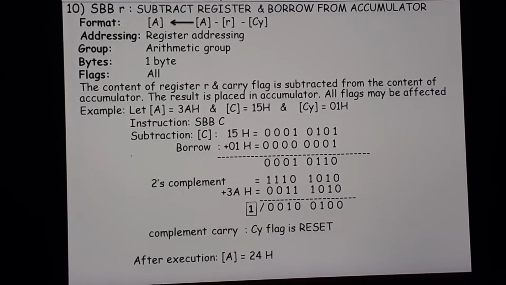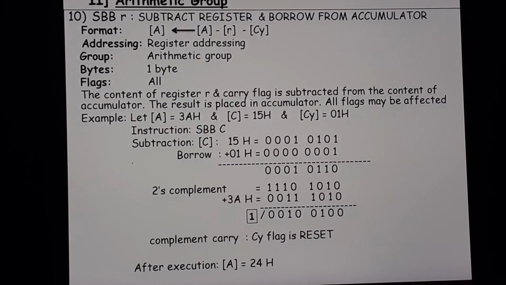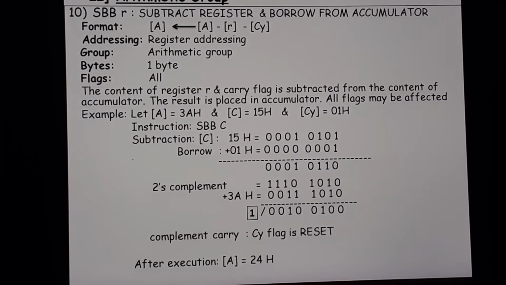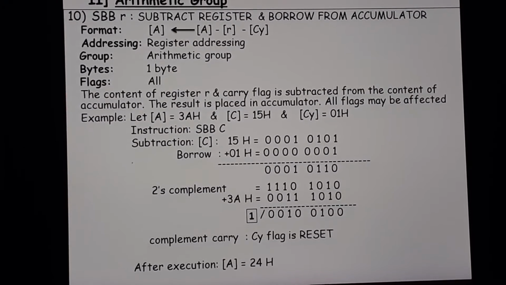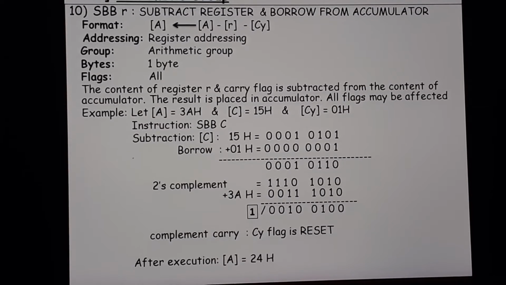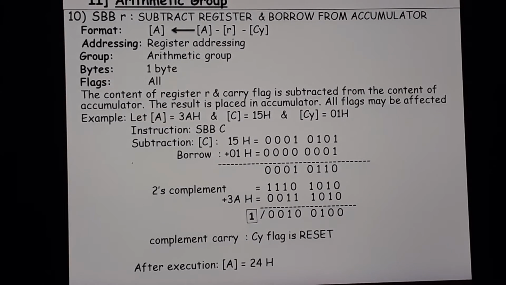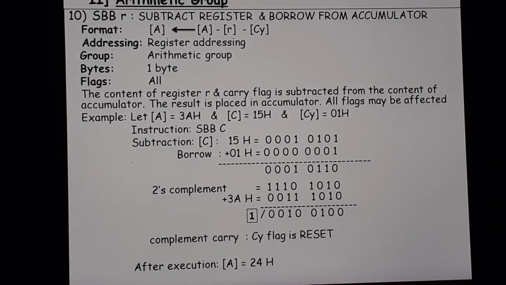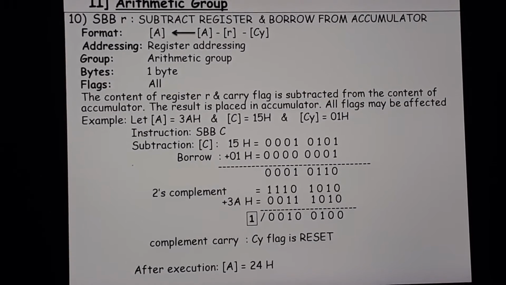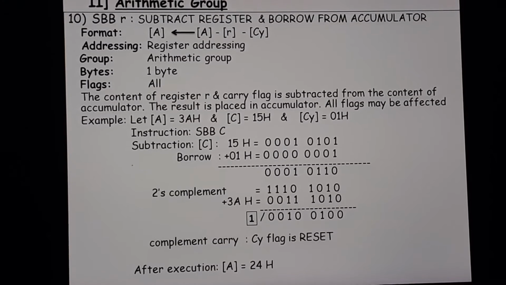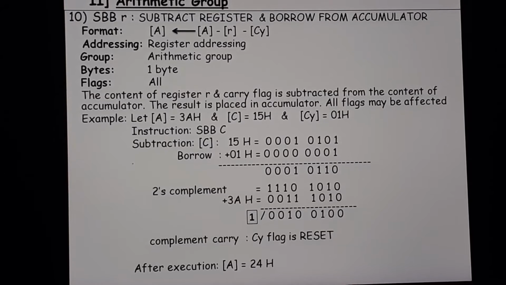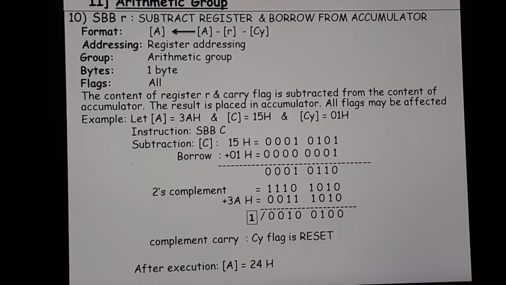So how will you explain this particular instruction? Why is it register addressing mode? Because there are only registers which we can take, and 1 byte because there is no data present in this particular instruction. So from the format itself you can explain the instruction, that is, in this instruction the content of the register and the carry flag is subtracted from the content of the accumulator, and the result is always placed in the accumulator. All the flags may be affected.